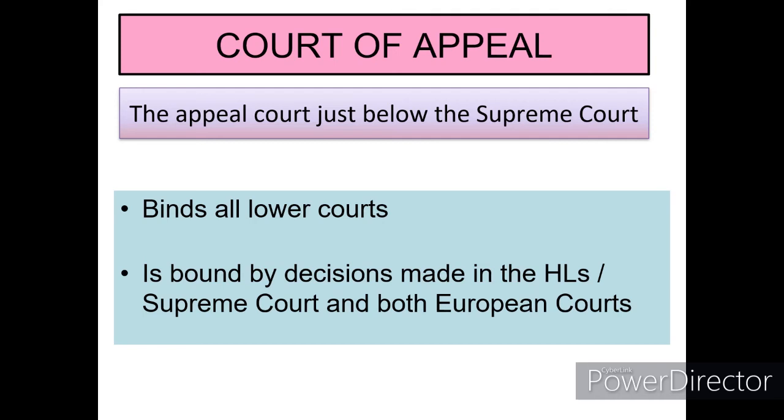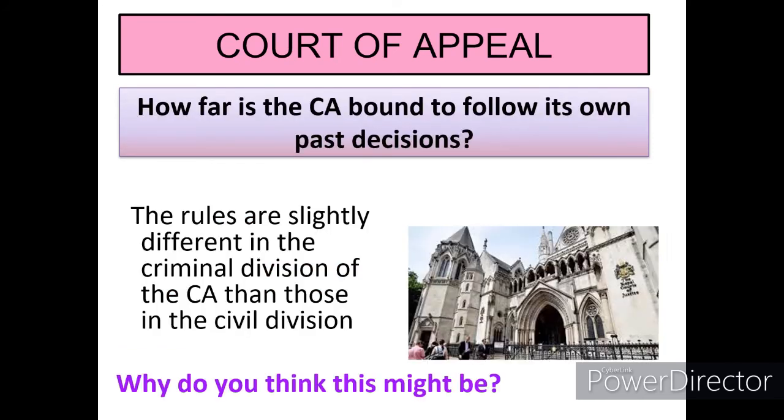However, the Supreme Court doesn't have to follow the Court of Appeal decisions because it's above the Court of Appeal. The Court of Appeal is bound to follow the decisions made in the Supreme Court or past decisions made in the House of Lords and in both the European courts. Again, the big question is how far is the Court of Appeal bound to follow its own past decisions? The rules here are slightly different in the criminal division than those in the civil division. The criminal division has much more flexibility.